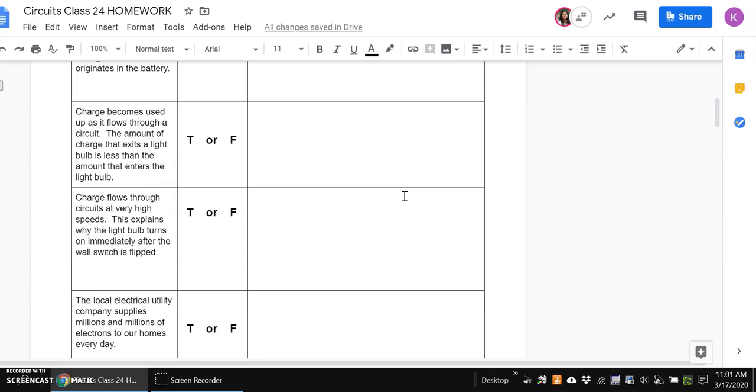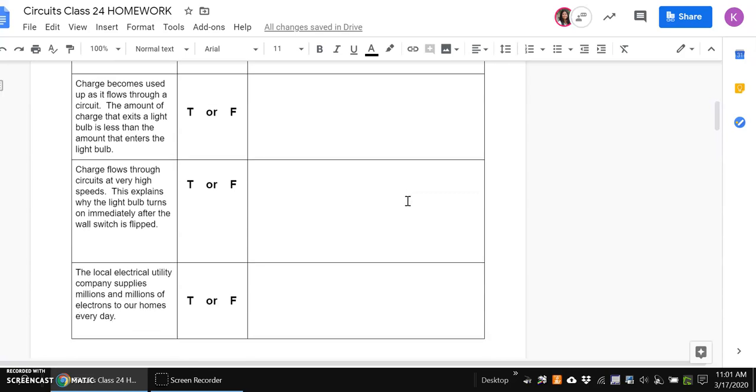Okay, charge flows through the circuits at very high speeds. This explains why the light bulb turns on immediately after the switch is flipped. Okay, again, false. Actually, charge flows very slowly, super slowly actually, and the light bulb comes on immediately because the charge is already there. It just receives the signal to go.